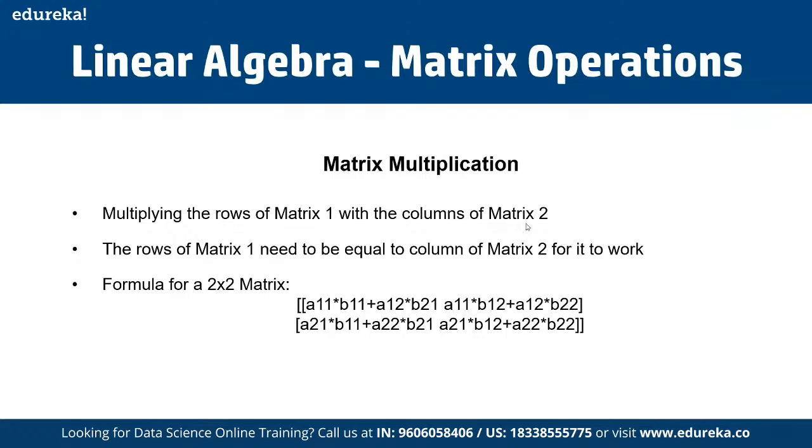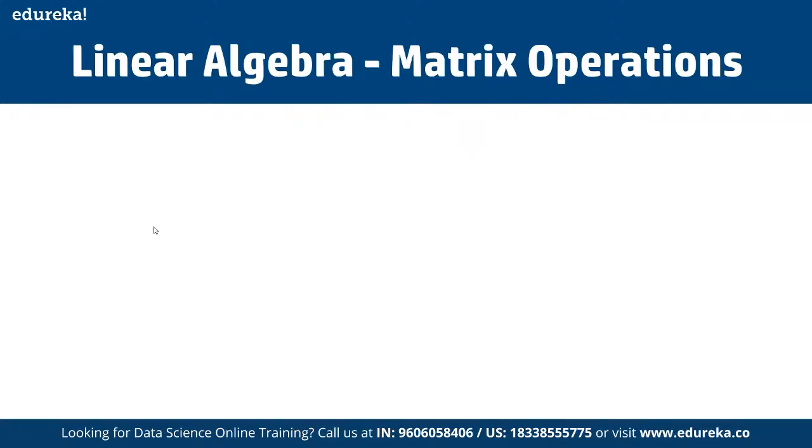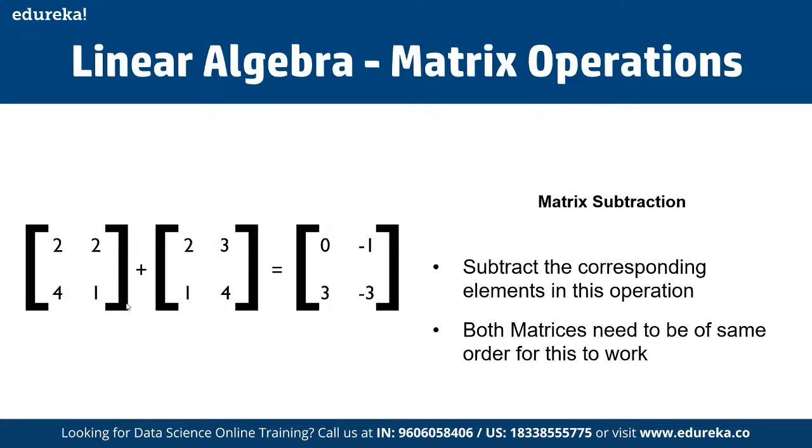matrix 1 with the columns of matrix 2. The rows of matrix 1 need to be equal to the columns of matrix 2 for it to work. That means if there are 2 rows and 2 columns, then the other matrix also needs to have the same 2 rows and 2 columns for them to be multiplied together. All right. So the rows of matrix 1 need to be equal to the columns of matrix 2. For example, let's say here we have how many rows? 2 rows, right? The rows and columns always have to correspond together, right? That means the rows of one matrix have to be equal to the columns of matrix 2.